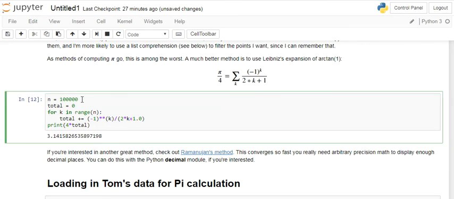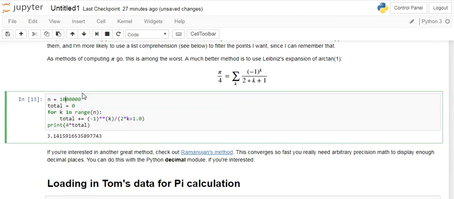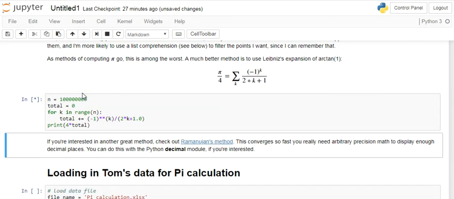Let's go to 1,000,000. 3.14159, and then it rounds to 2. So it's getting closer and closer and closer, right? Of course, if we keep adding on extra digits, okay, maybe it doesn't converge very quickly. Maybe I should have thought twice before doing that.